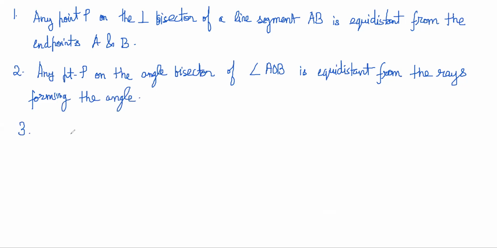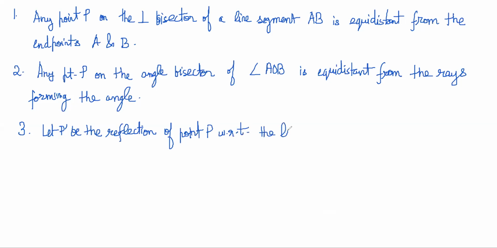Then the third one is, let P dash be the reflection of point P with respect to the line AB. Triangle PAB is congruent to triangle P dash AB.